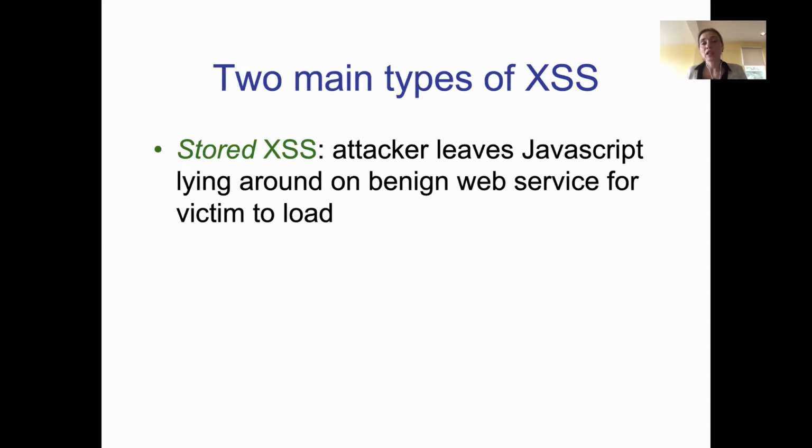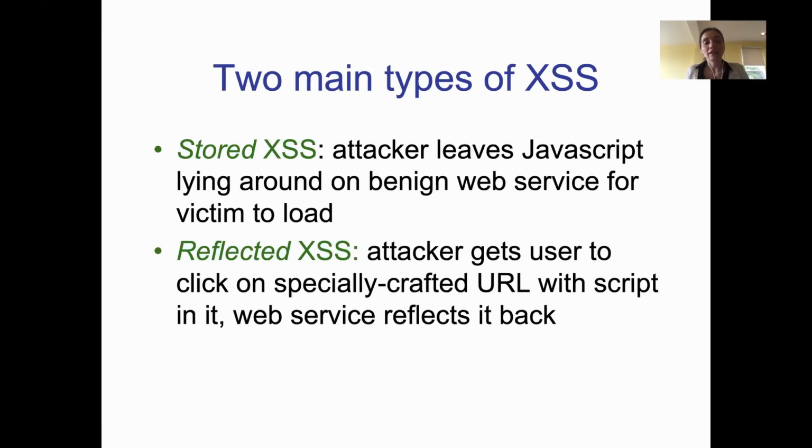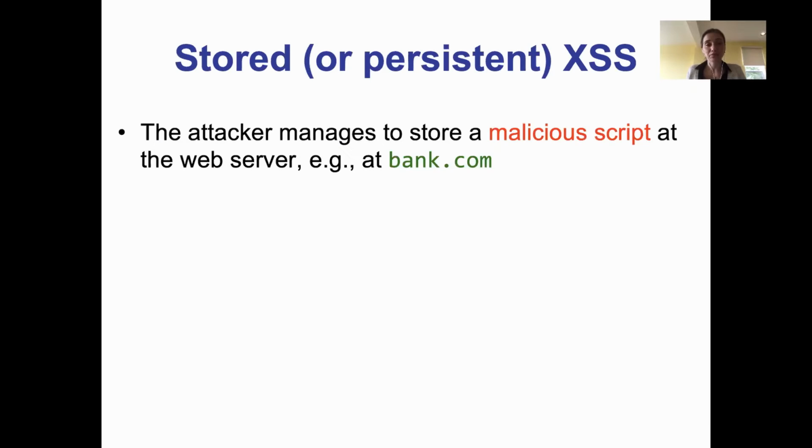And we'll see in more detail how it works, but basically there's two categories. One is stored XSS, which shows up when the attacker leaves JavaScript lying around on benign web services for a victim to load. So basically when the script is stored at the server and the user just fetches it from there. And the other is reflected XSS, when the attacker gets the user to click on a URL that has the script in the URL, and the web server reflects back the script to the user. And we'll see step by step each one of these.